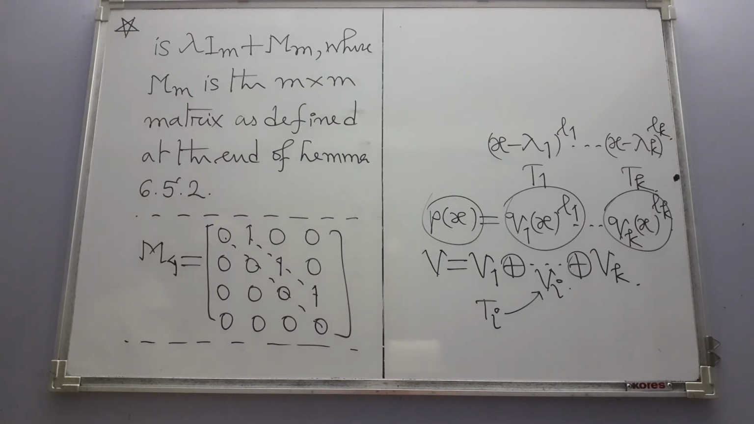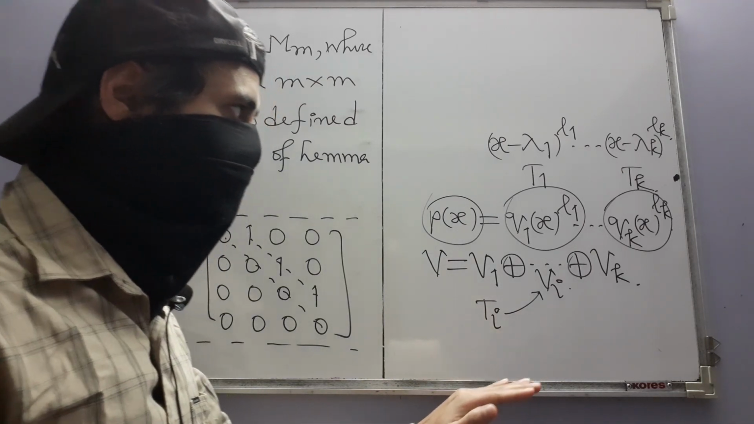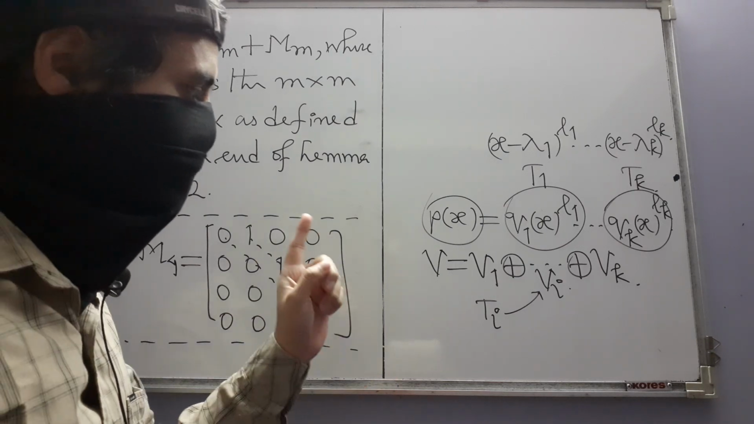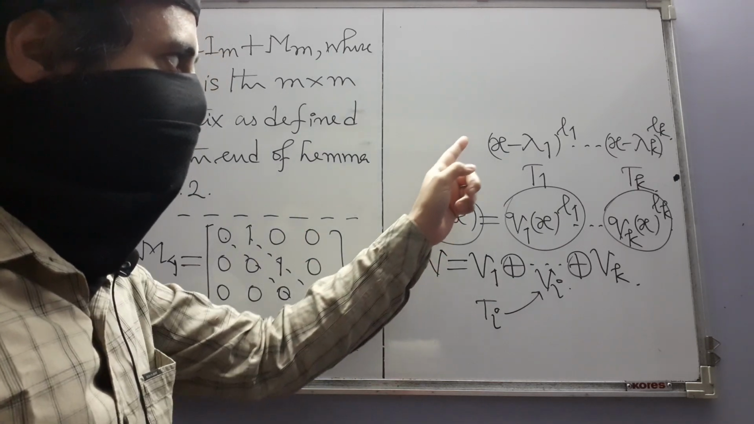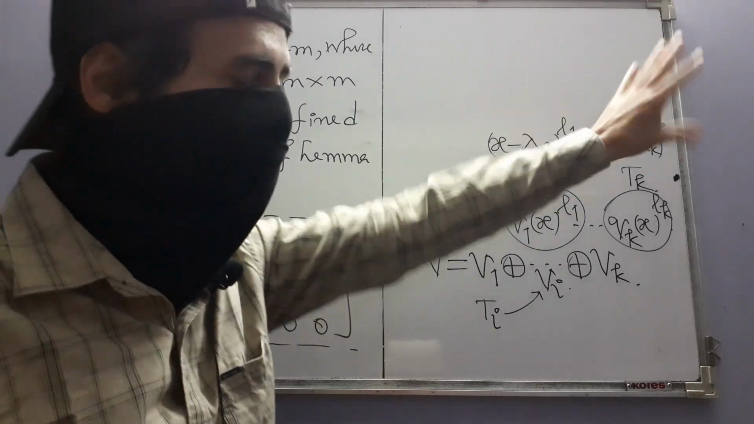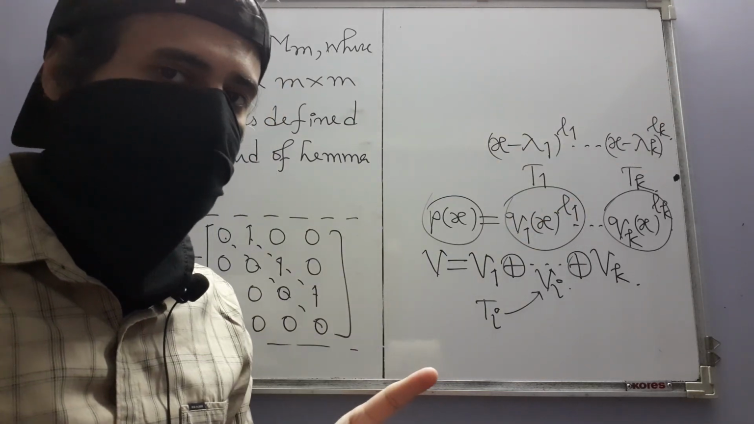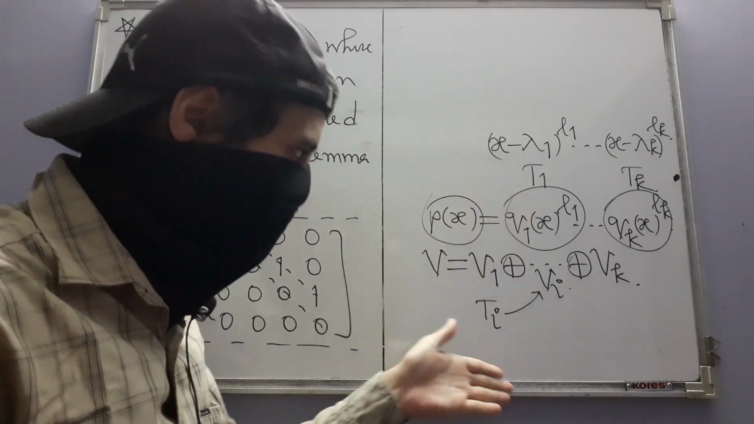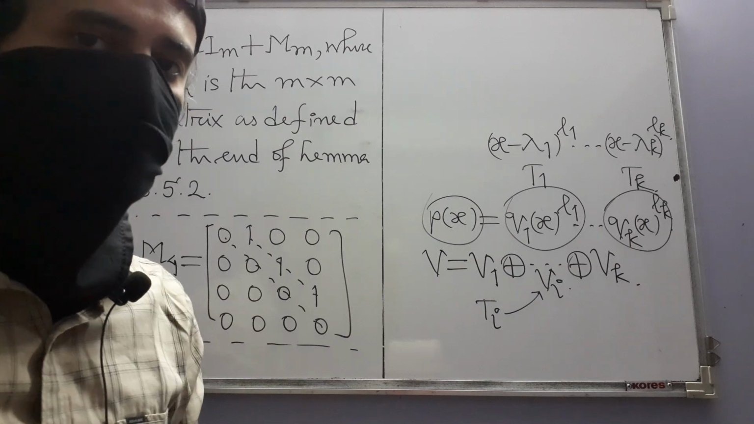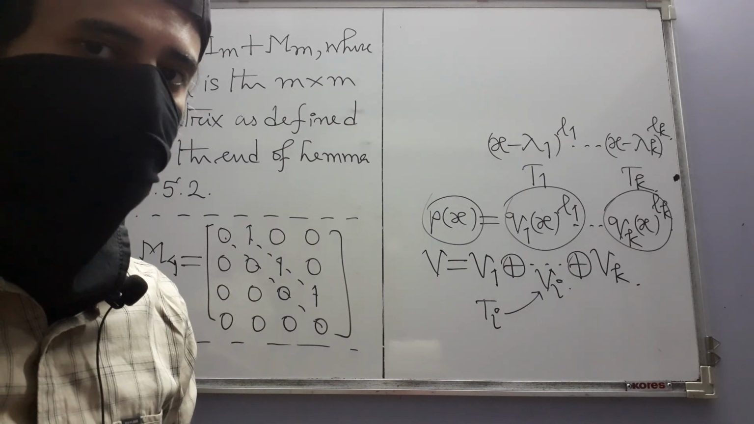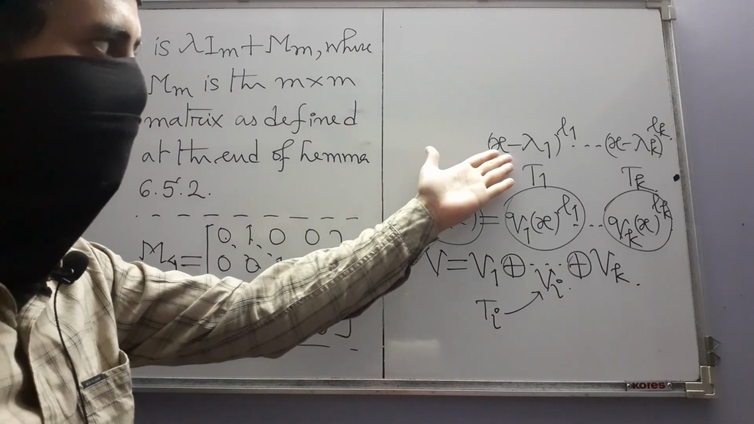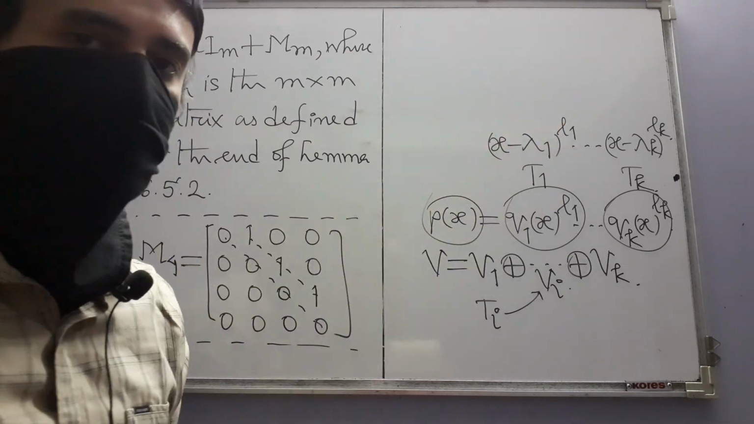So, it's enough to now prove the result, or it's enough to assume that our T is an operator whose minimal polynomial looks like this, this or this. That means that our operator now has exactly one distinct eigenvalue. For example, say the minimal polynomial of our T now is going to look like this.